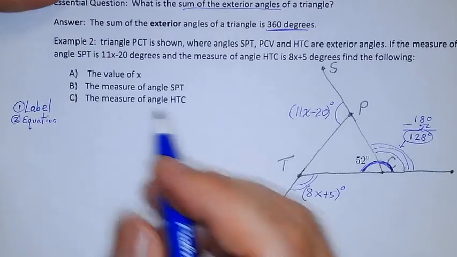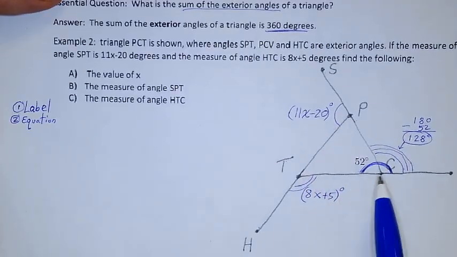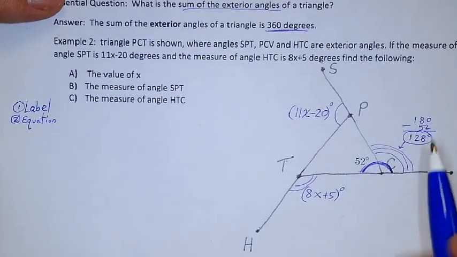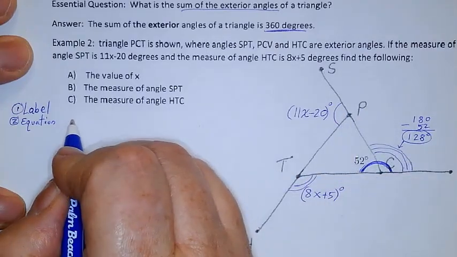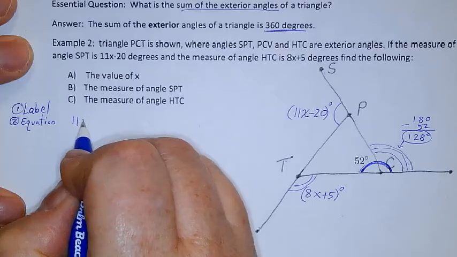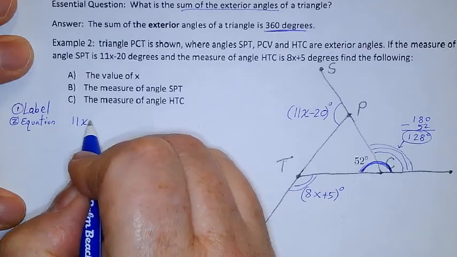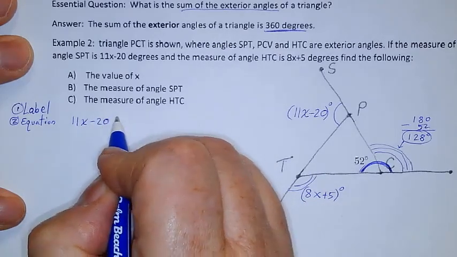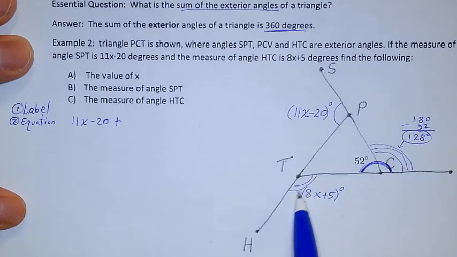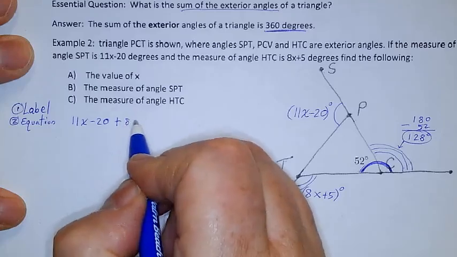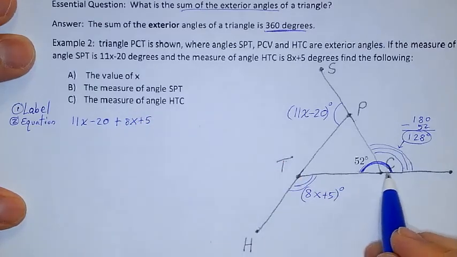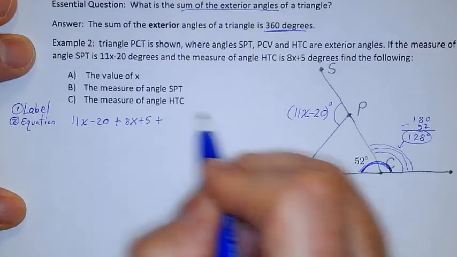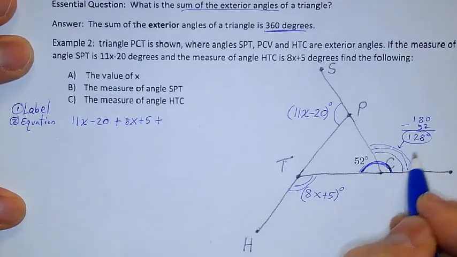So if you know that the sum of the three exterior angles is 360, let's start with this first exterior angle, which happens to be 11x minus 20. If we add that to the next exterior angle, which is 8x plus 5, we'll say plus 8x plus 5. And we add it to the third exterior angle, which we just found to be 128.